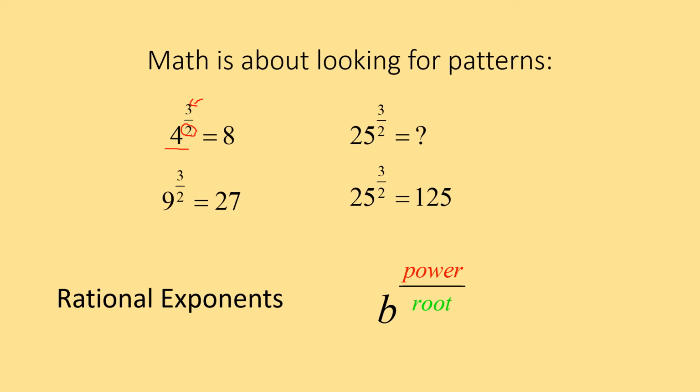So like here on this one, this 2 is going to take the square root of 9, which would be 3. And then this 3 in the numerator would be 3 to the third, which would give me 27.